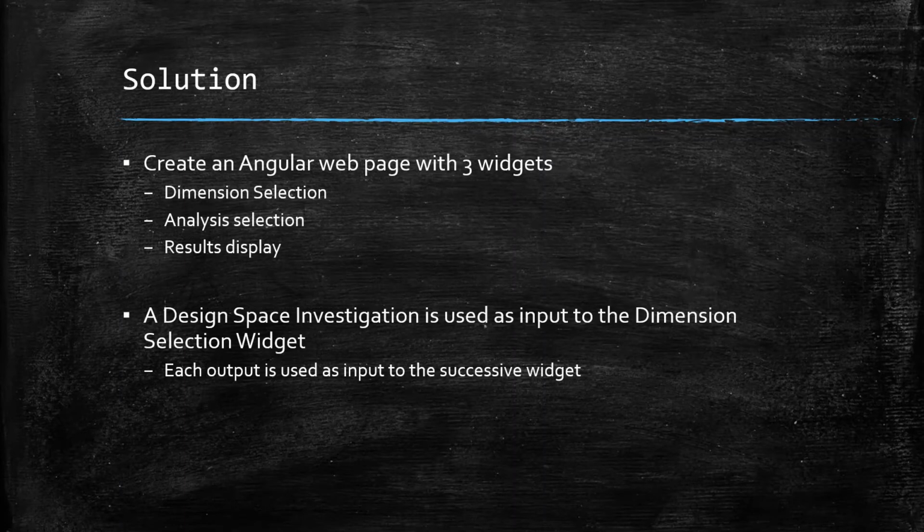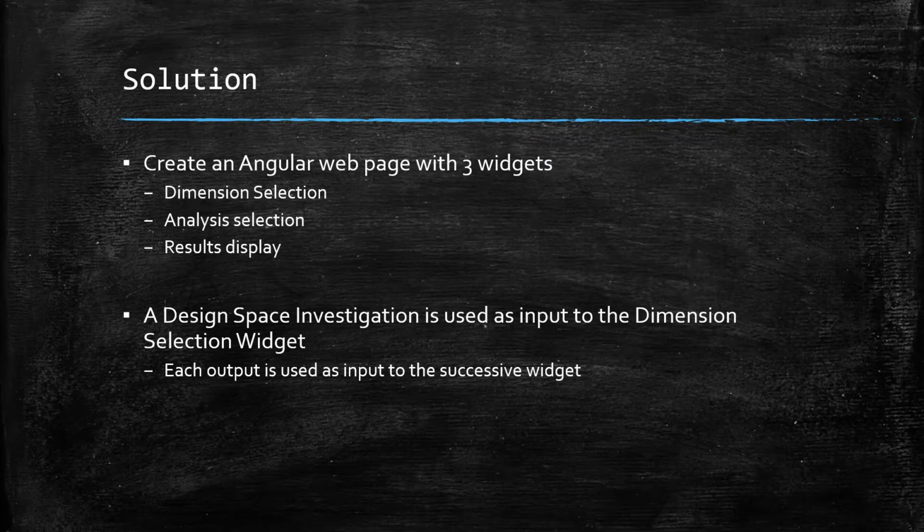The solution to these questions is to create a modular web app containing a widget for each main step of the analysis. Angular is a web application framework with a focus on separating each part of an application into its own module or component, so we would be using this to create our widgets. There would be a widget for selecting dimensions of variability that a user would like to analyze or freeze to keep constant throughout the analysis.